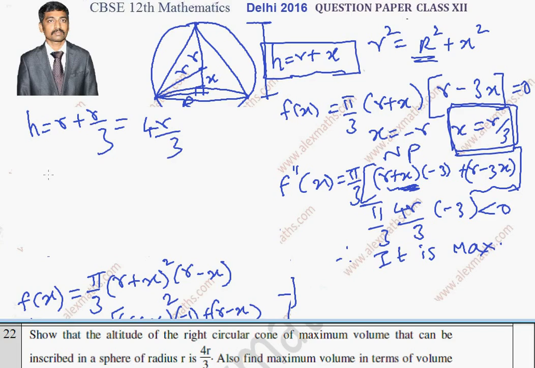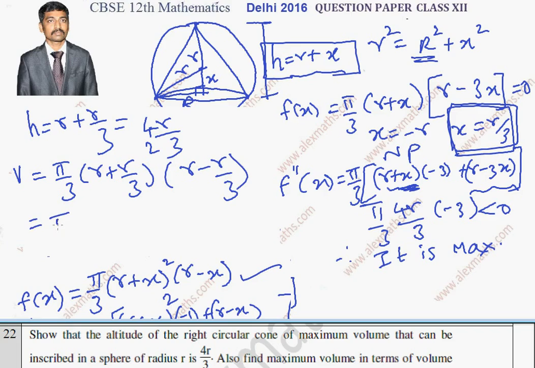Now we have to find the maximum volume in terms of the sphere. So for maximum volume I have to substitute in the volume. This is the volume: pi by 3 into r plus r by 3 whole square into r minus r by 3. So totally this is pi by 3. This whole thing is 4r by 3 after taking LCM. So by squaring it, I will get 16r square by 9 into 2r by 3.